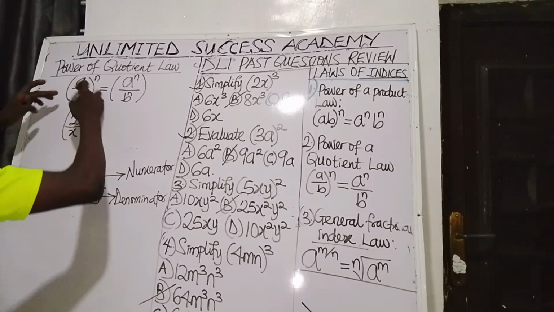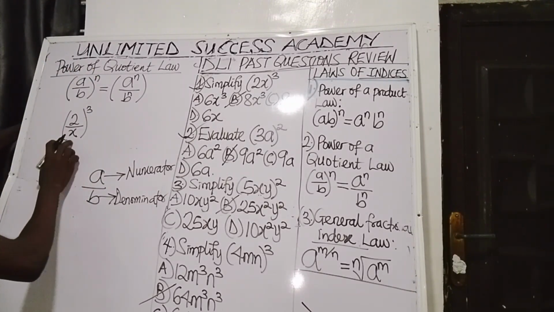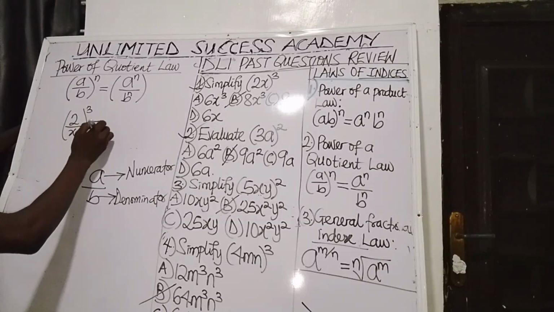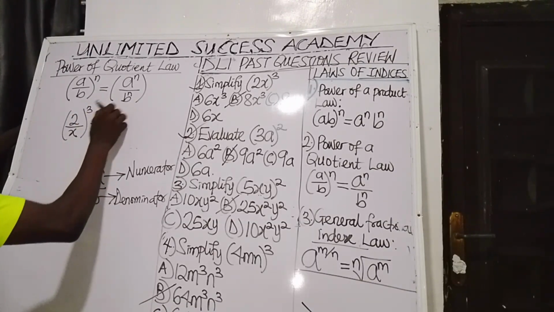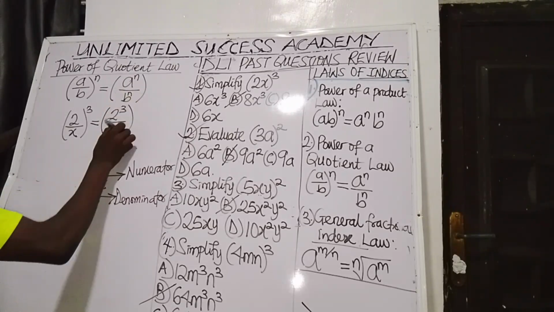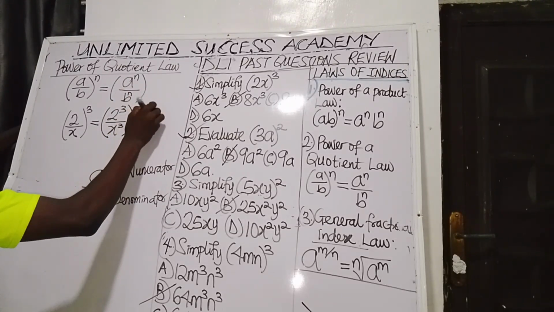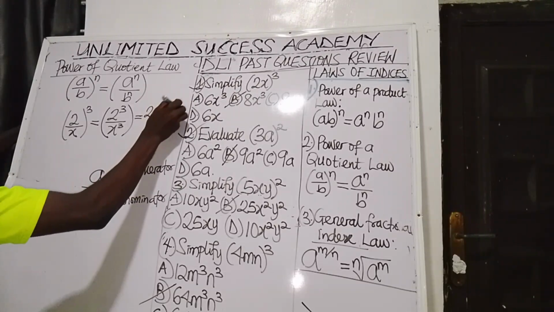Yes, because both of them are inside the bracket. So now if I want to solve a question like that, how am I meant to solve it? I'm going to say 2 raised to power 3 over x raised to power of 3. And what's 2 raised to power 3? 2 raised to power 3 means 2 times 2 times 2.